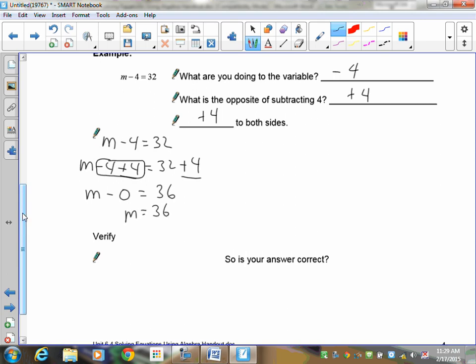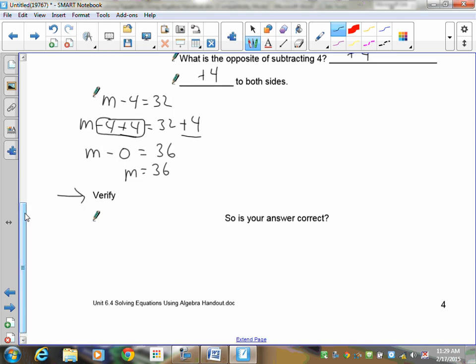Now, the question goes on to say, verify. Verify means that it wants you to actually write down and prove you got the right answer. So verify is very simple. How many times have you heard formula, substitution, answer? 36 take away 4 is 32. So is my answer correct? Yes.